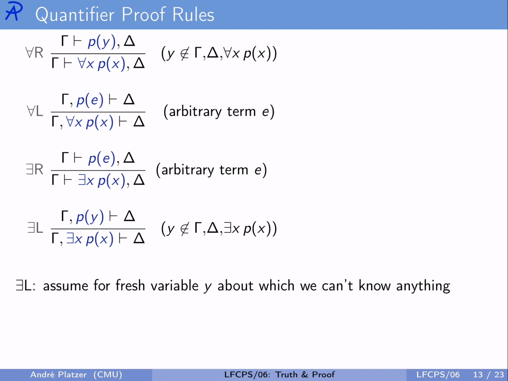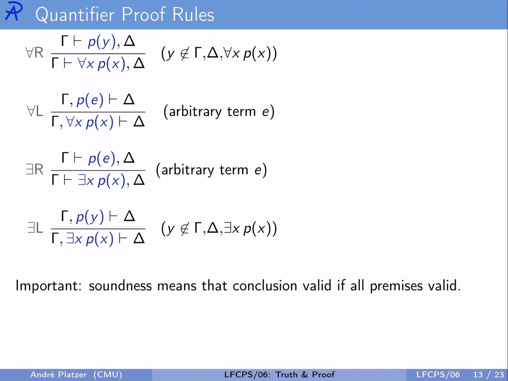Because after all, if somebody tells you, well, there is a number whose cube is less than its square, then you can't say, oh, okay, let me assume that was 17, because it's not very true for 17. But it's okay to say, let me call this number that apparently exists whose cube is less than its square, I might as well call it y and work with this assumption about the y that I don't know anything about.